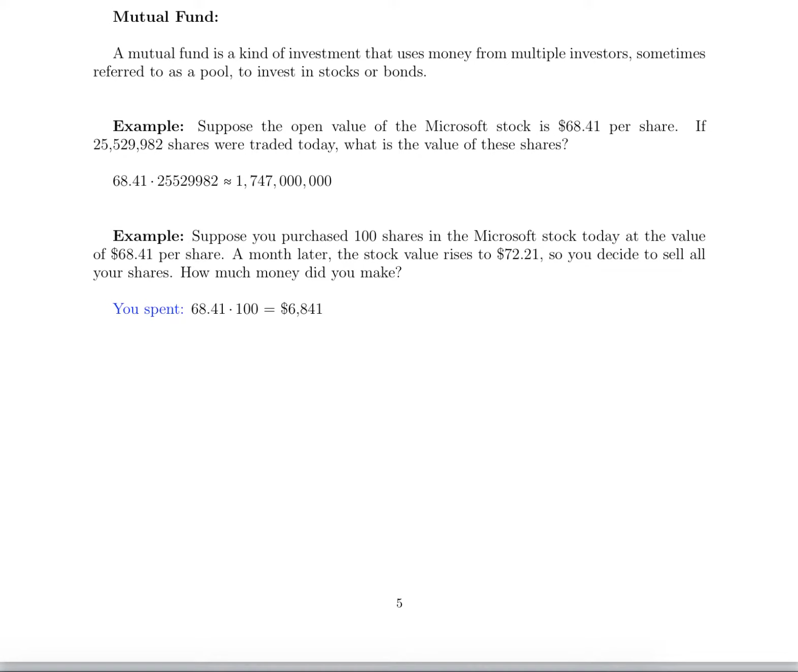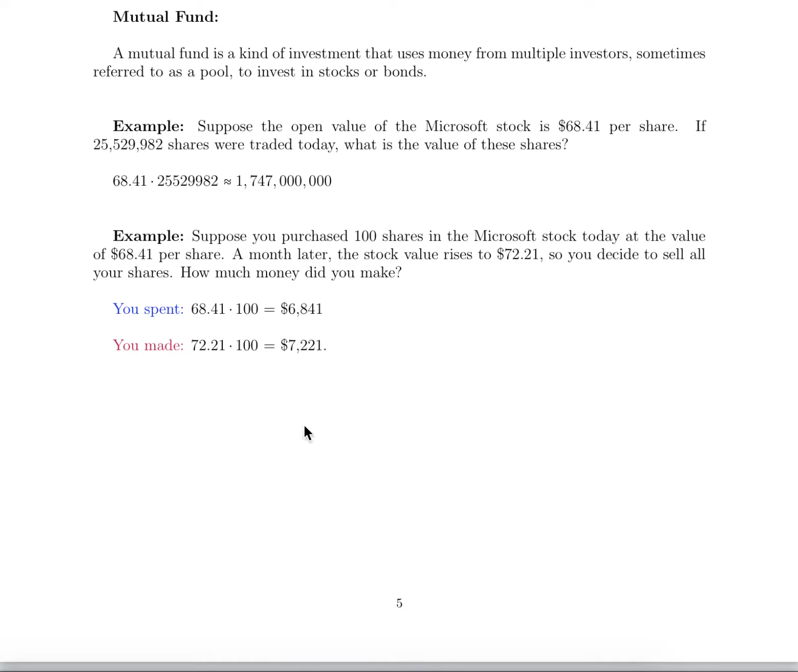Next, we need to calculate how much that you made. So when you sold your shares, you sold them at $72.21, and you're selling all 100 shares. So we multiply those two numbers together, and that gives us $7,221. So we spent $6,841 on our initial investment. When we sold all of our shares, we made $7,221.